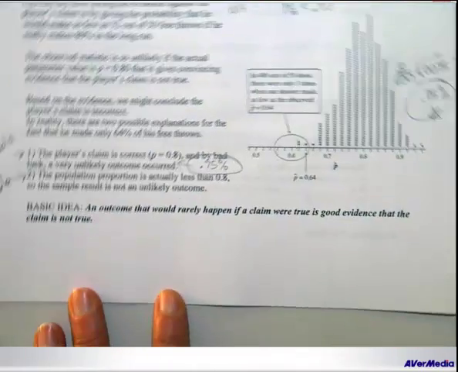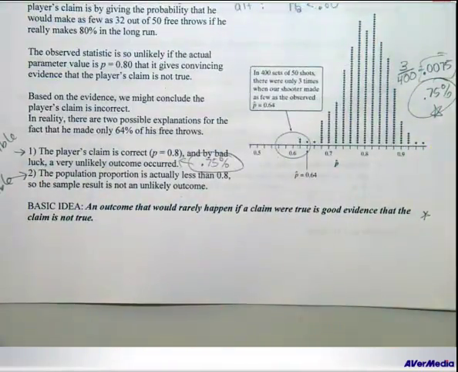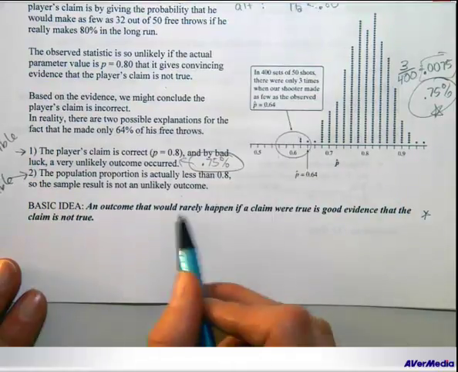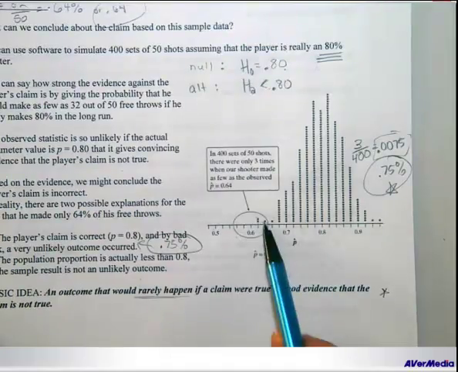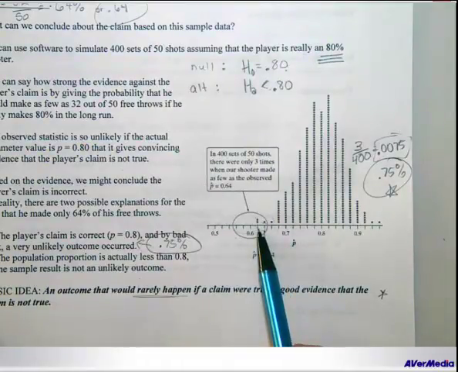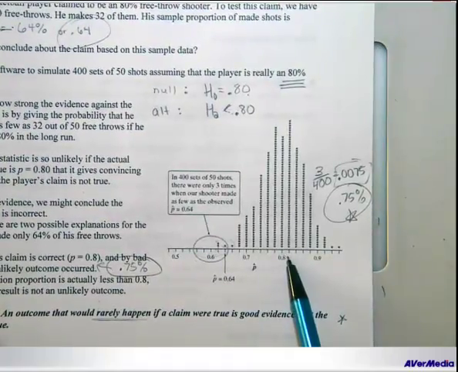And there's a basic idea typed at the bottom that I would just encourage you to reread every time you're conducting a hypothesis test. An outcome that would rarely happen if a claim was true is actually good evidence that the claim is not true. So this guy made a claim of 80%, but then he went and shot 64%. That outcome is rare. It only should happen about 0.75% of the time. And so that means it shouldn't have happened. Therefore, maybe this 0.8 isn't true. Are you guys tracking with me on the logic?